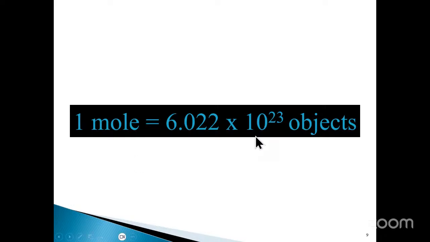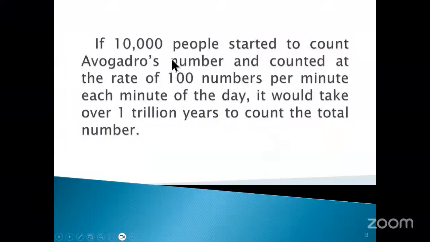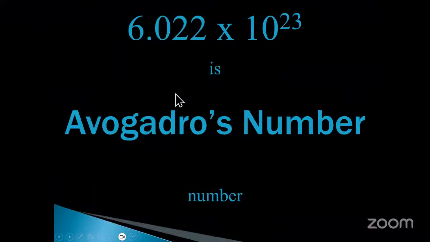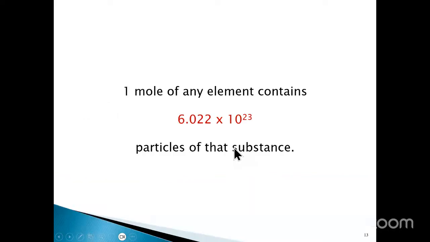And in fact, I think I have some information here which basically illustrates. Oh, by the way, that number, 6.02, is also known as Avogadro's number, all right? Named after the famous Italian scientist. And just to give a picture as to what we're talking about here in terms of Avogadro's number, it says here, if 10,000 people started to count Avogadro's number and counted at a rate of 100 numbers per minute, each minute of the day, it will take over 1 trillion years to count the total number. So that gives you an idea as to how large that number is, right?